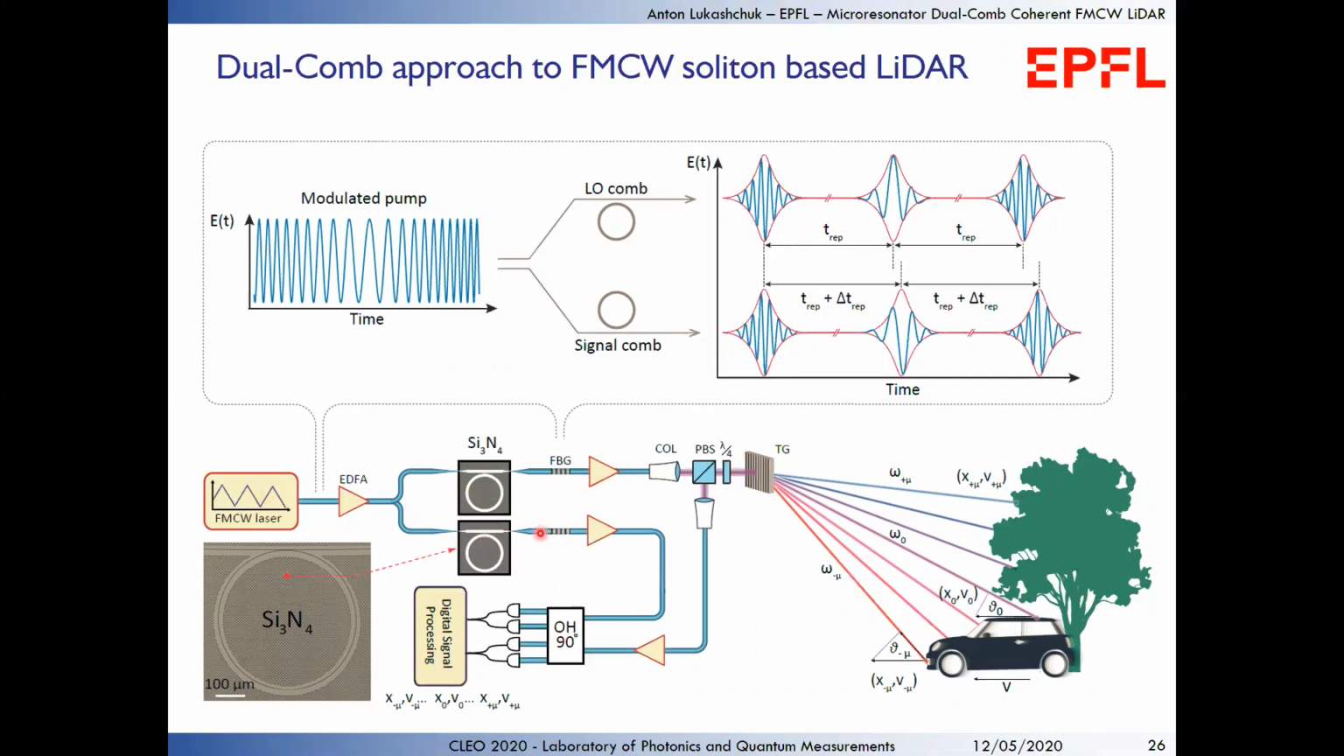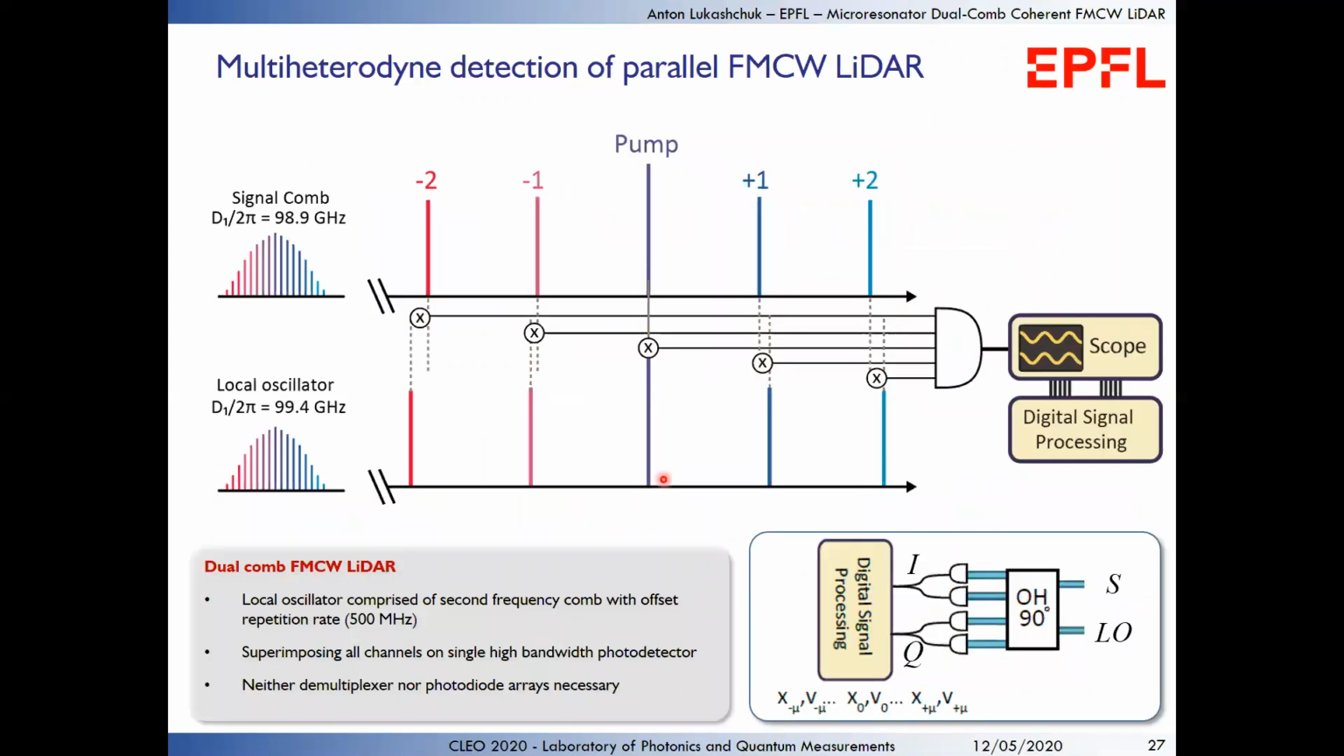Once we have an LO soliton, we send it to a coherent receiver, and then we have a signal comb, a single soliton, which would be reflected from the target and also sent to the coherent receiver. I'll explain in the next slides how the coherent receiver operates. The main idea here is, just imagine for channel +1, once this channel is swept, it goes like this. But when you beat with the LO comb, the signal would be around, in this case where our delta f_rep is 500 megahertz, around 500 megahertz baseband frequency.